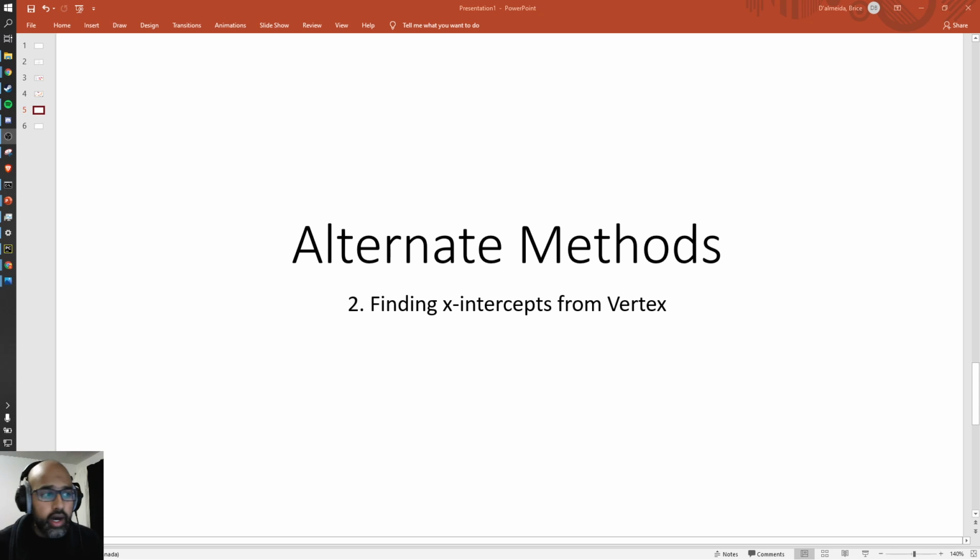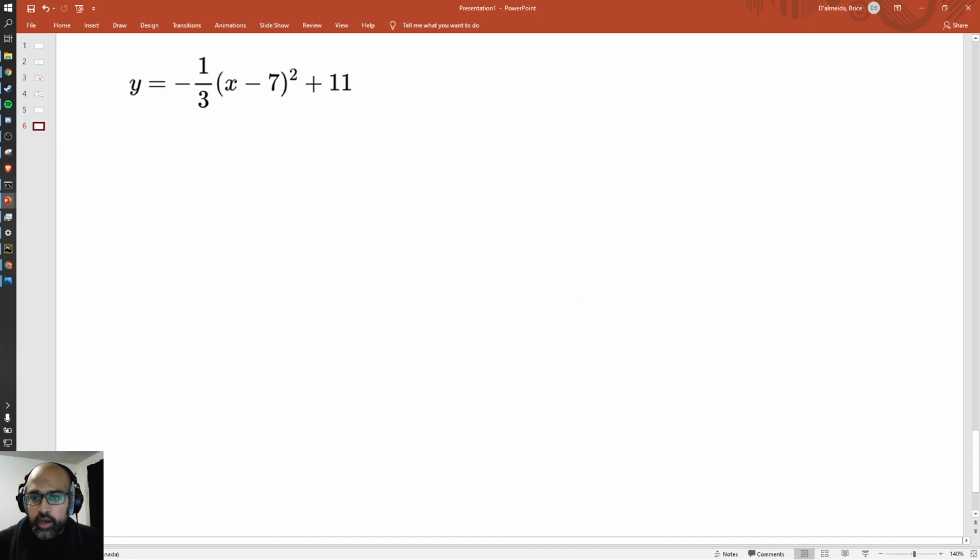Hey, grade 11s. I want to look at another method for finding x-intercepts from vertex form. Traditionally, for the vertex form, you would have to expand the brackets and use factoring or a quadratic formula to solve. Today, I'm going to look at another way we can solve just using algebra. Starting with this equation here.